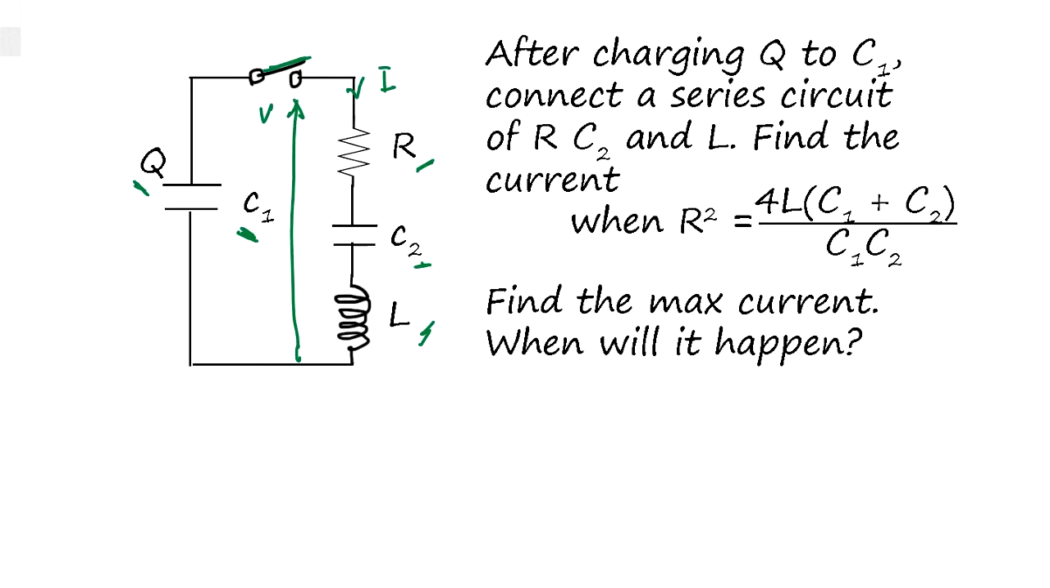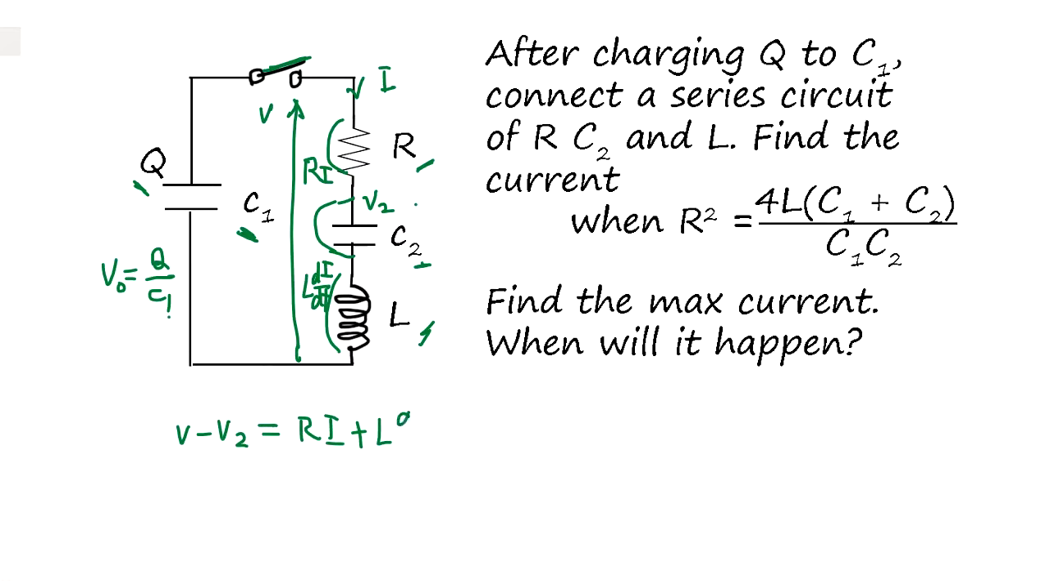Okay, so initially Q means the initial voltage is Q over C1. Now the voltage across this is Ri, and this one is going to be L di over dt. The voltage across the capacitor is V2, say. So V minus V2 is the remaining voltage, Ri plus L di/dt.